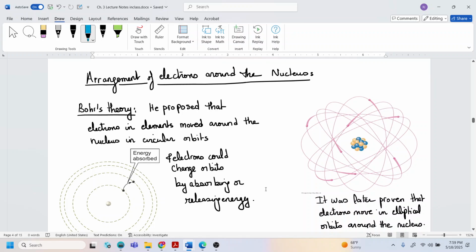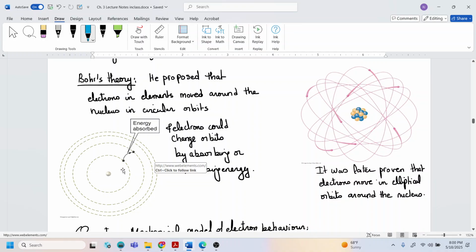So to start with the arrangement of electrons around the nucleus, Bohr is a scientist who proposed that electrons in the elements move around the nucleus. So we know that the nucleus is made up of what? Of protons, and it is made up of neutrons, right? And around the protons and the neutrons, you have what we call electrons. And these electrons orbit around the nucleus. He proposed that they orbit in circular orbits.